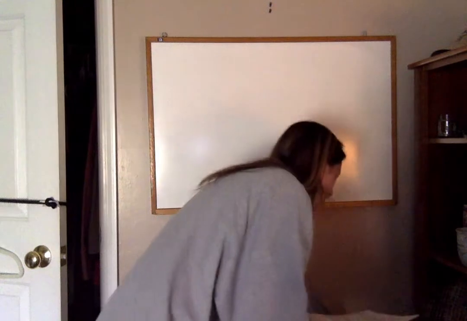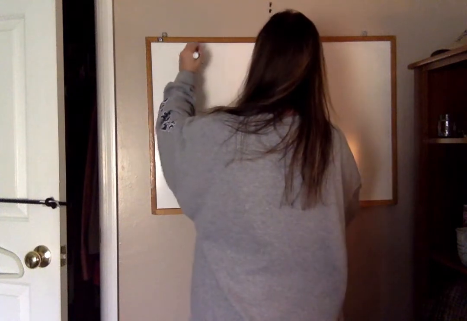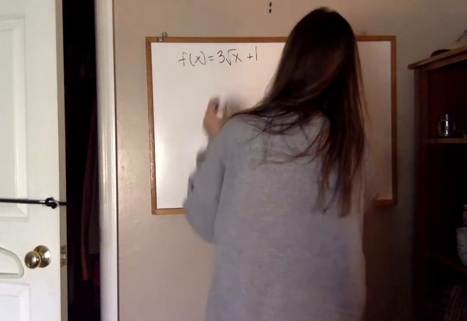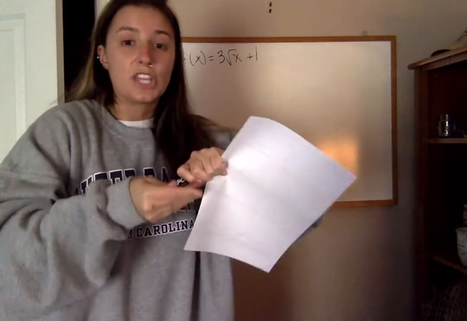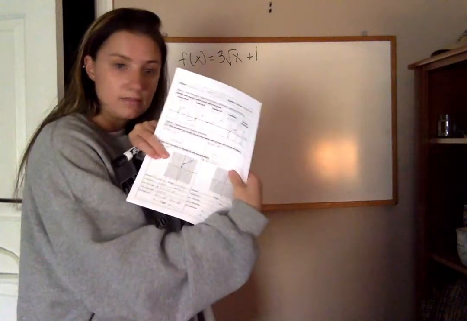Okay, so number 1, we have a square root function. Okay, so we have y equals, or f of x equals 3 square root of x plus 1. Okay, so like always, the first step is to graph these. And I just want to directly show you guys what I did to graph this function.